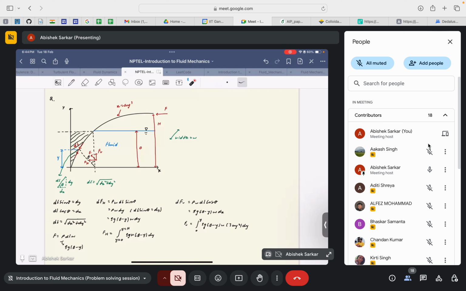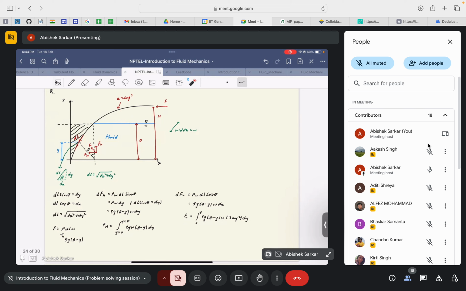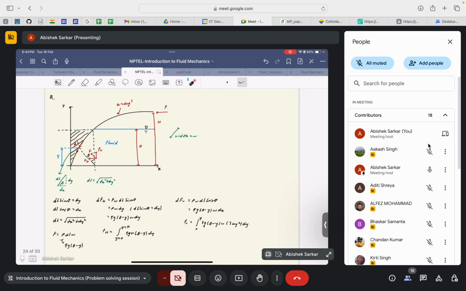I think I have to check once, but let us just continue for now. Just 1 second. You can just look into the diagram and try to understand different terminologies. I'll just have to clarify one thing. Just give me 1 minute. I'll just have to clarify one thing.